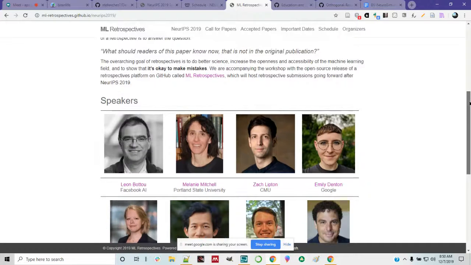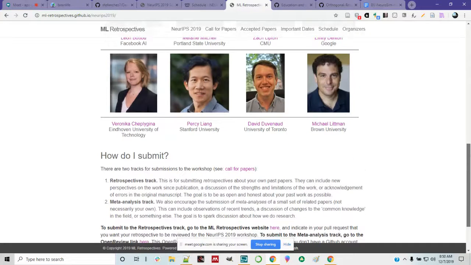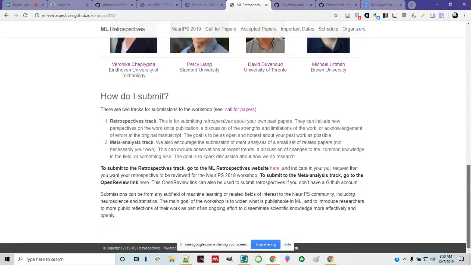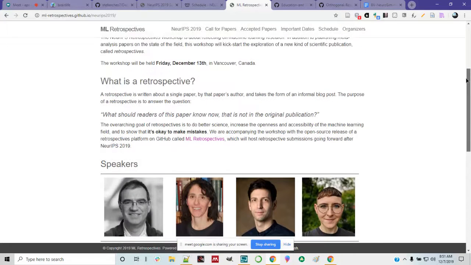And so again, this is another workshop where you have papers that people published. You can look through the papers. So let's see. What is a retrospective? A retrospective is written about a single paper by that paper's author and takes the form of an informal blog post. The purpose of a retrospective is to answer the question, what should the readers of this paper know now that is not in the original publication?